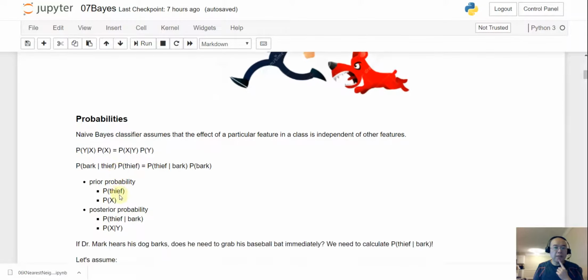For the naive Bayes theorem, let's consider this case. If Dr. Mark is sitting on his couch and all of a sudden he hears his dog bark, in this case, is there really a thief there? Does Dr. Mark need to grab his baseball bat immediately in case a thief is coming? To solve this problem, let's assume some values.